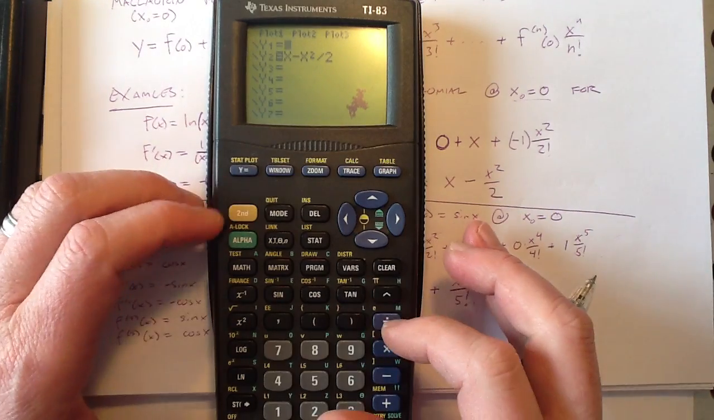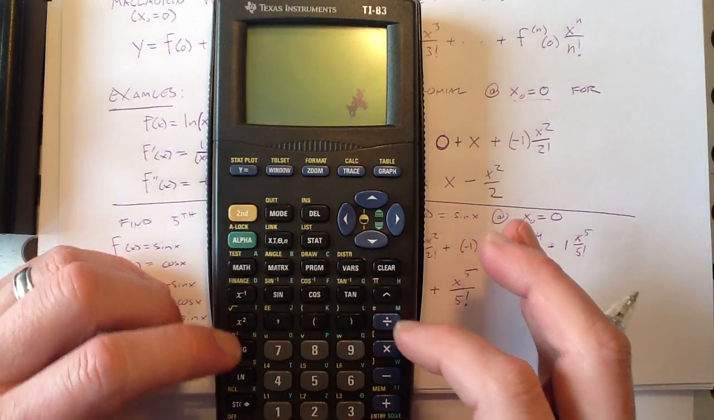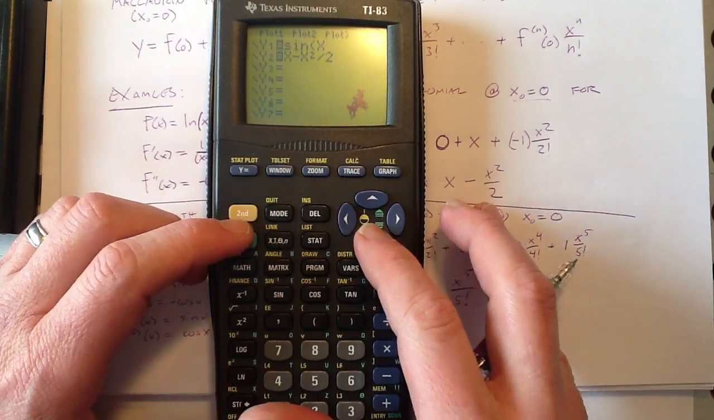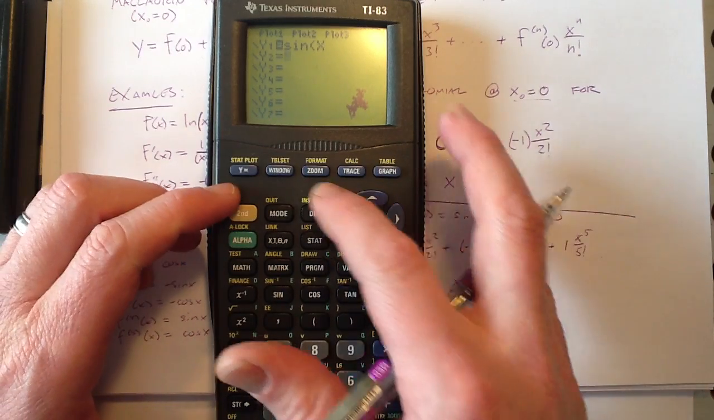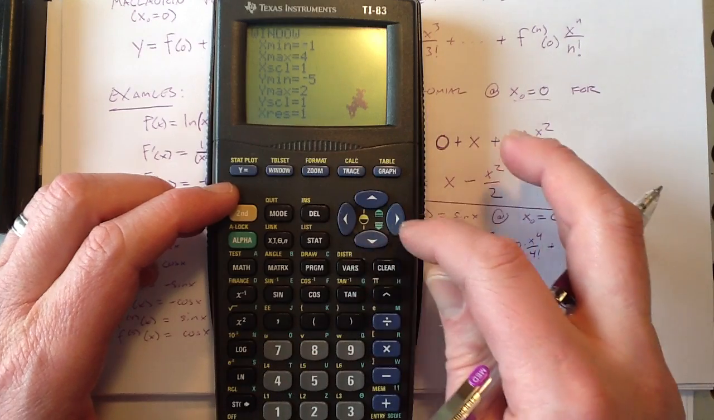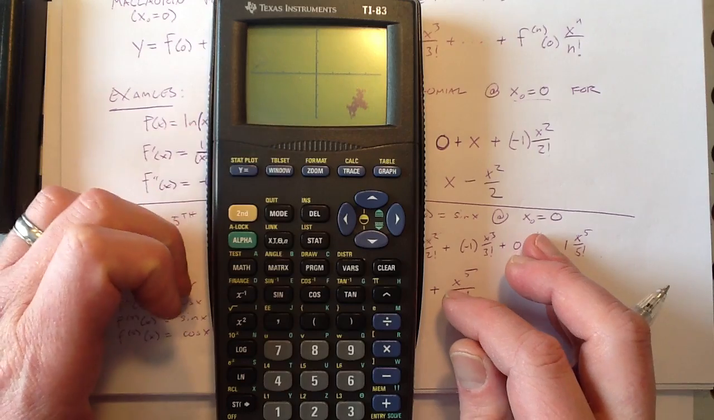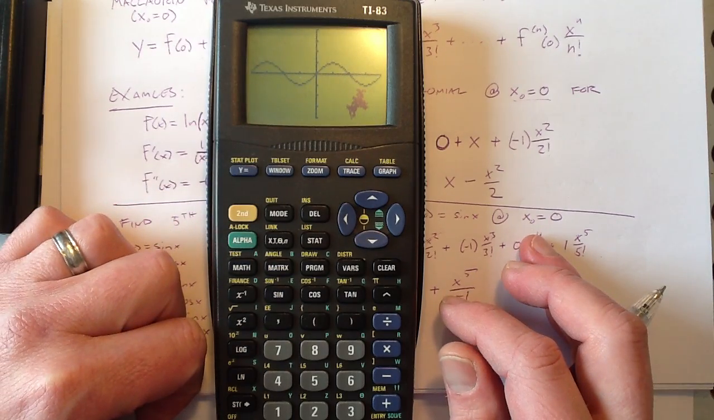Let me see what mode I'm in. Of course, we need to be in radian mode because we're doing calculus. So I'll put my sine function in, get that out of there, and get a nice window for that. Let's just do zoom trig. That should be pretty good.